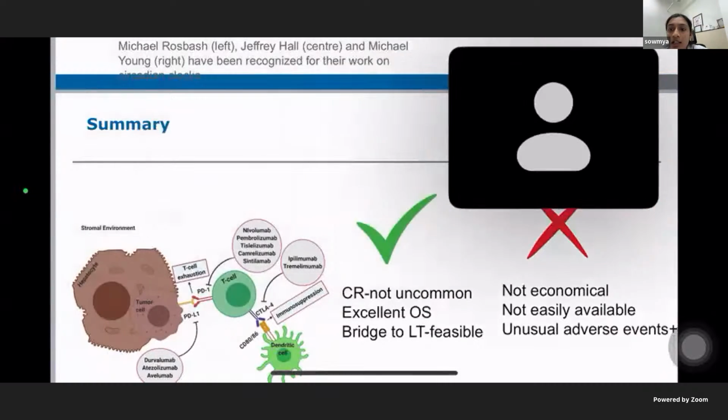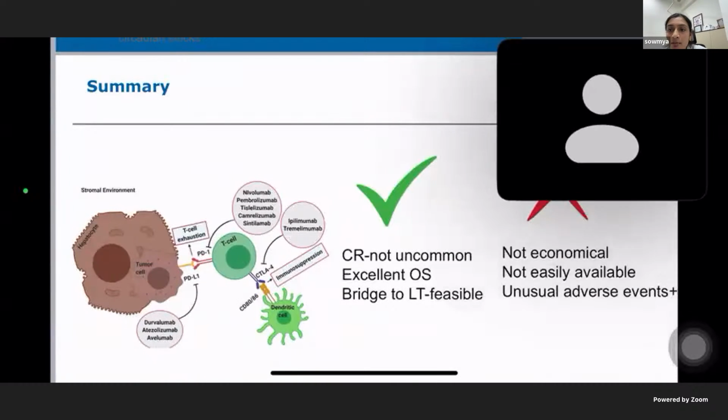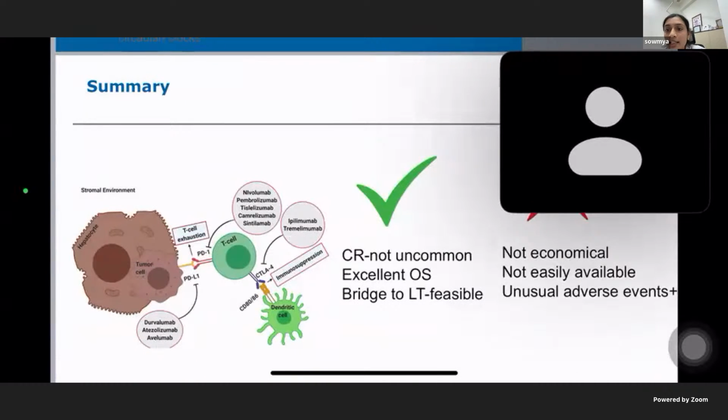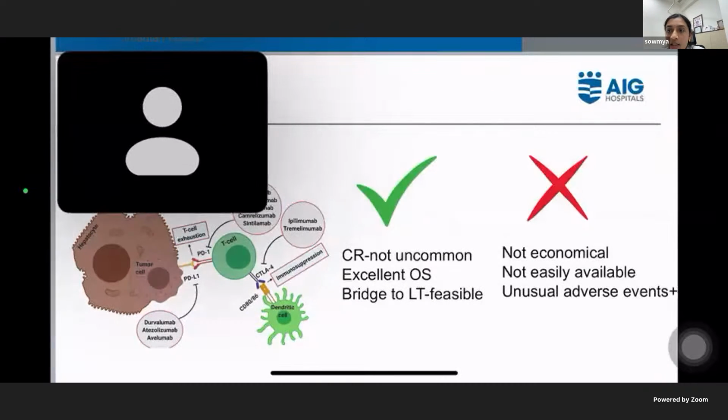So, to summarize, with immunotherapy, complete response is not uncommon. Excellent overall survival and bridge to liver transplant is feasible. And it's a myth that it is not economical. The only problems are that it's not economical, it's not easily available, and it has unusual adverse effects.